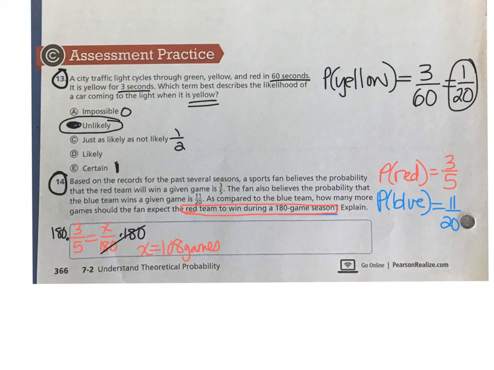Now we need to do the same thing for the blue team. Remember, the blue team is expected to win 11 out of 20 of their games. So how many would that be out of 180? So now we're going to do the same thing by solving this proportion for y, to see how many games we expect the blue team to win in that 180 game season. And we do expect the blue team to win 99 games.